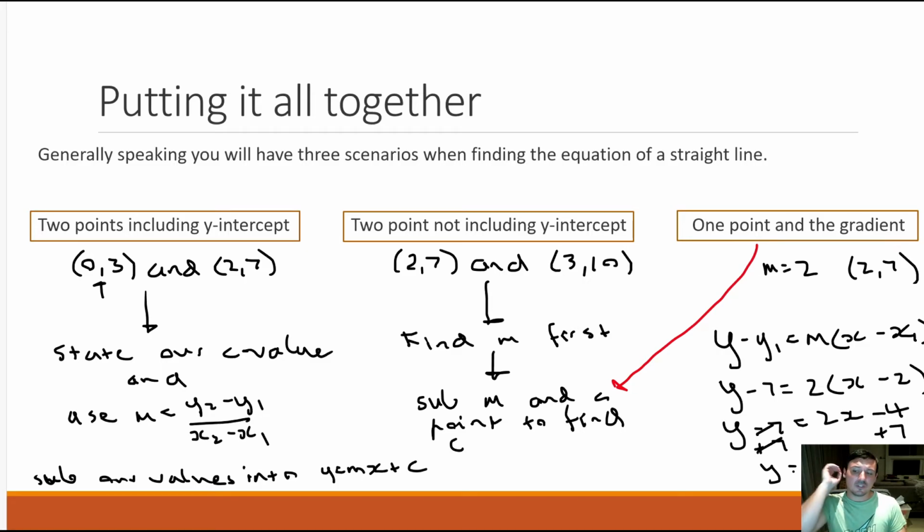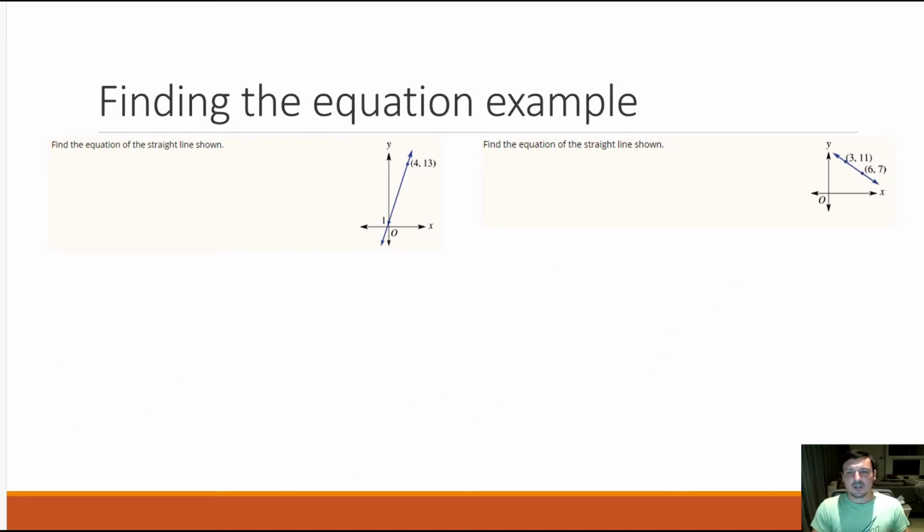So this can be useful if you're working with the y-intercept and gradient. A little bit harder when you've got 2 points because you still have to find the gradient first. You still could use that as your second method. It's really up to you. So let's find the equations for these particular ones.